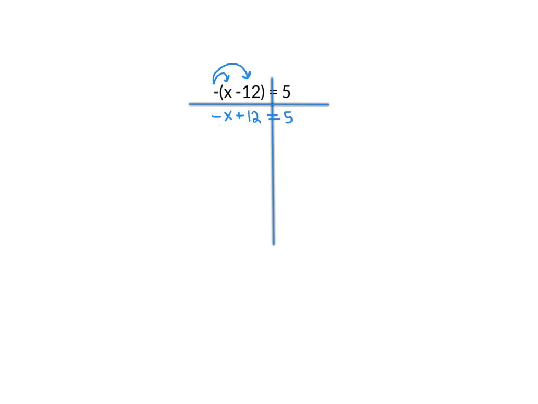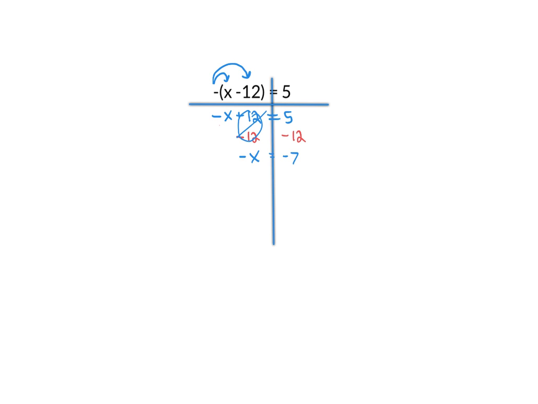And now we're ready to start working with our inverse operations. So I want to get all my constants on one side, all my variables on the other. So I'm going to move that positive 12. I'm going to do that by using my inverse operation and making a zero pair. I'm going to subtract 12 from each side. And when I do that, what I end up with is -x, right, because that's a 0, equals 5 minus 12 is -7.